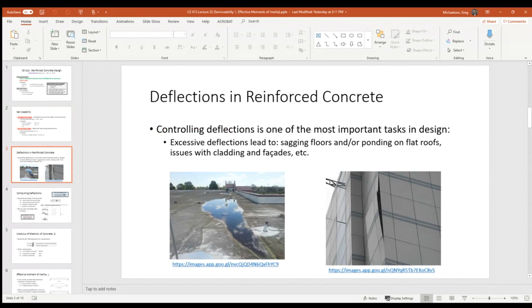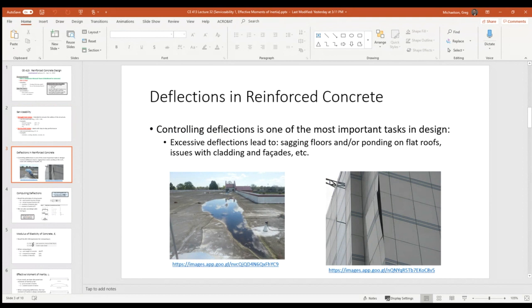Controlling deflections is one of the most important tasks that we deal with in design, because if a beam or an element deflects too much, it doesn't mean that the structure is going to fall down and kill somebody, but it can result in performance that you wouldn't desire in a structure.